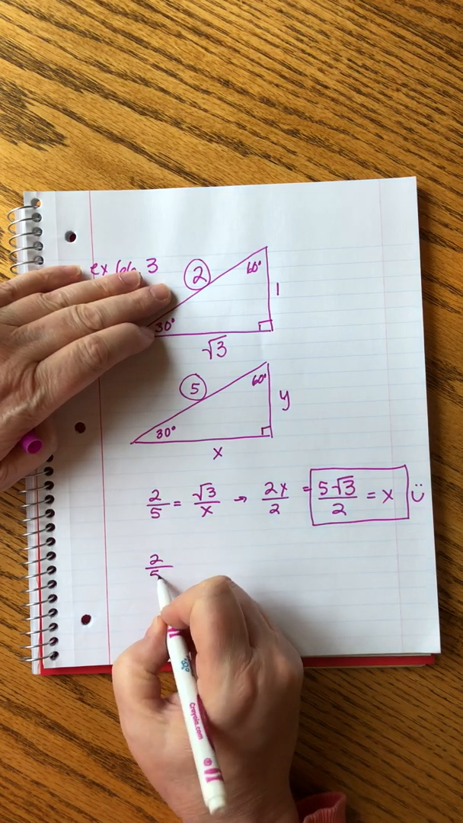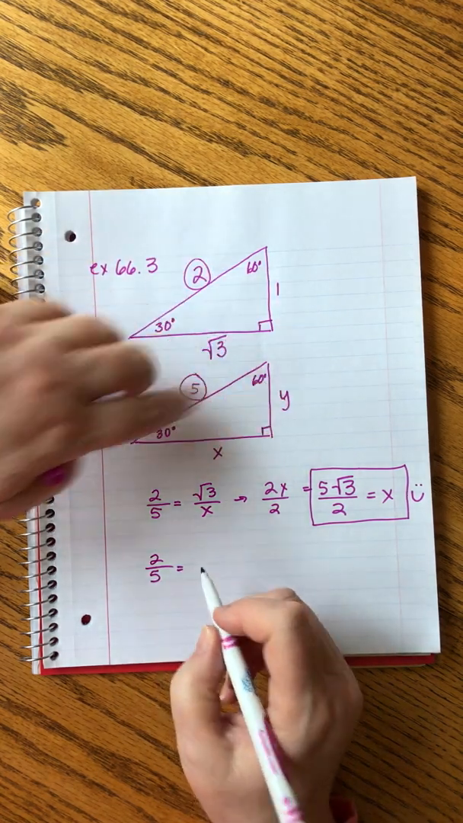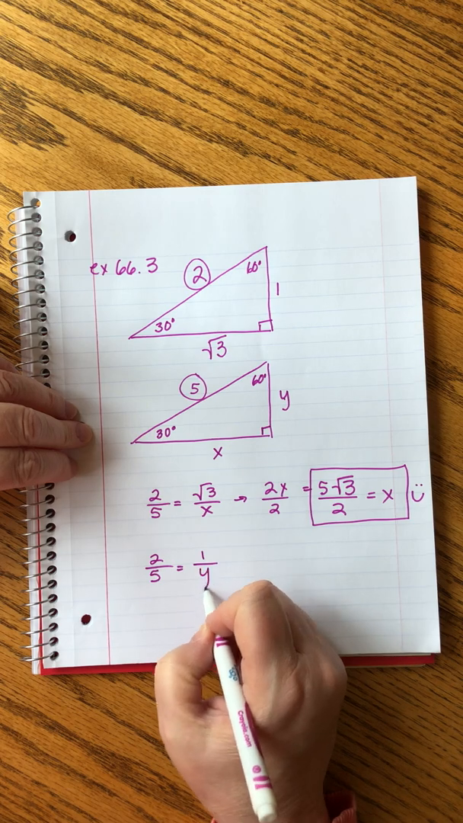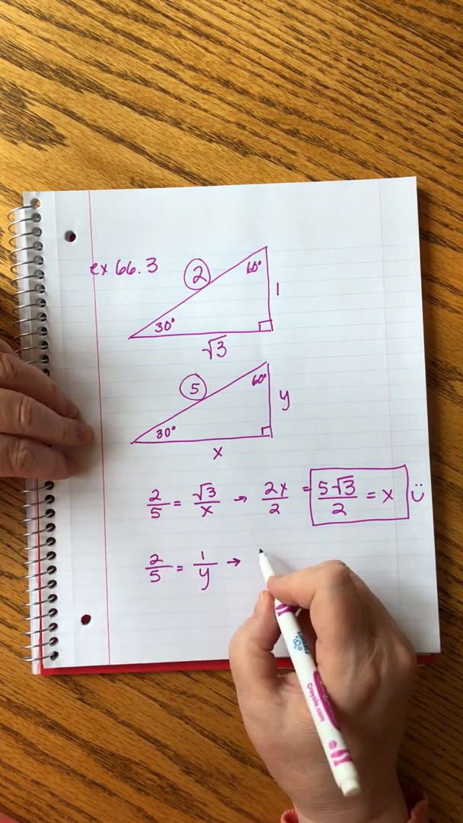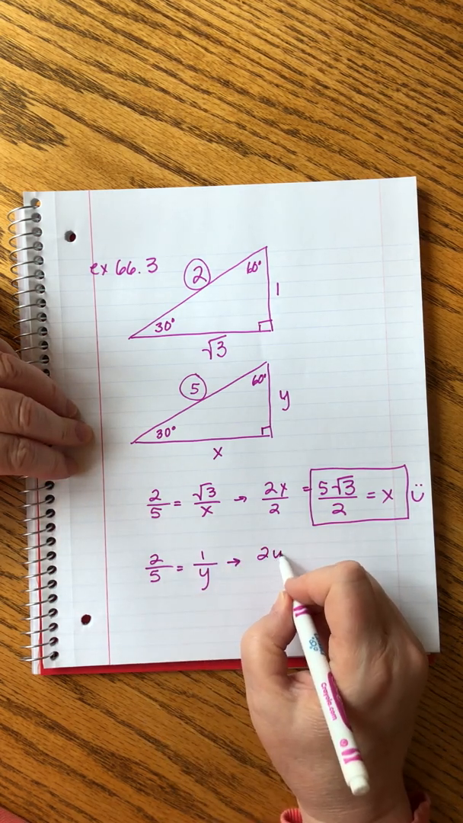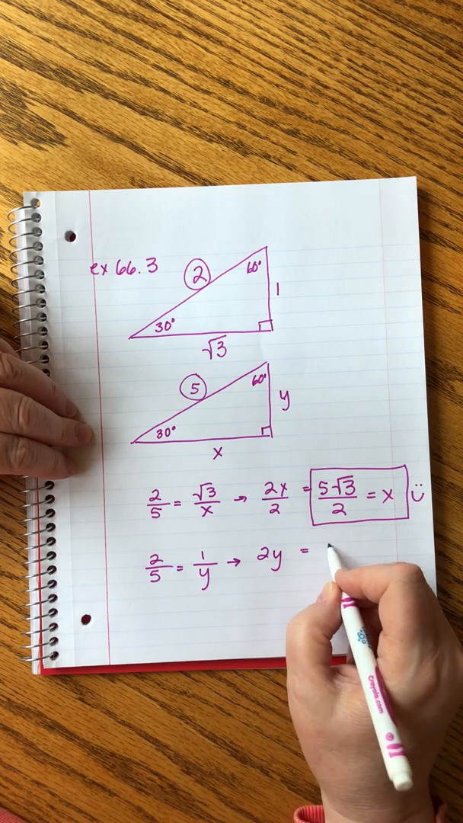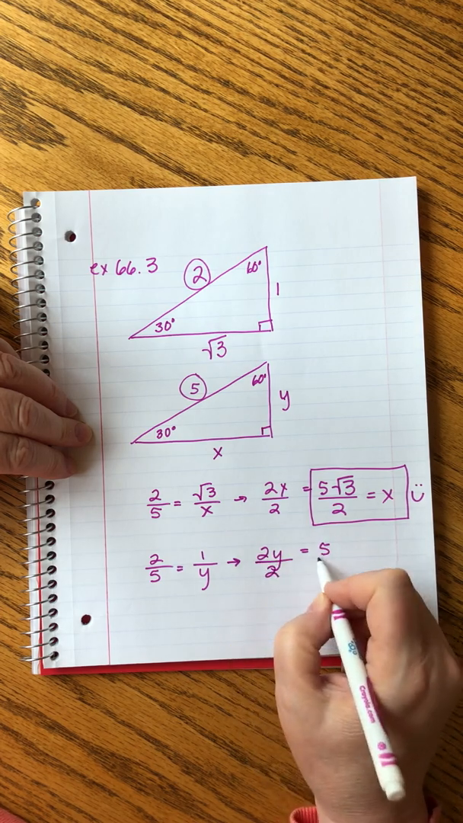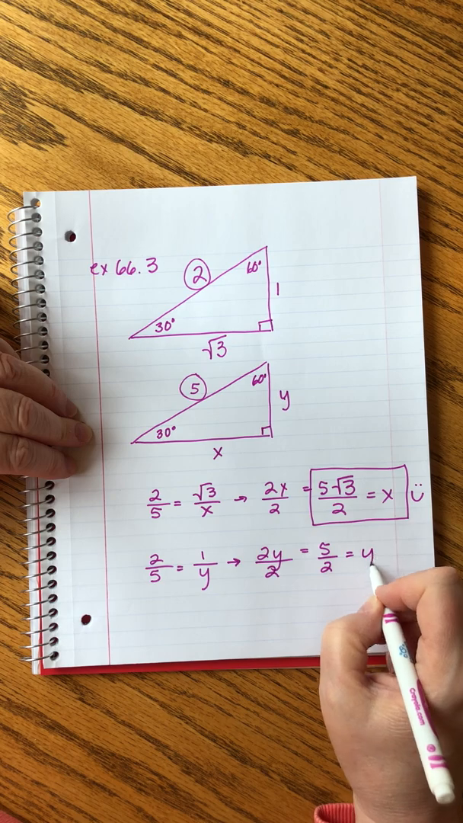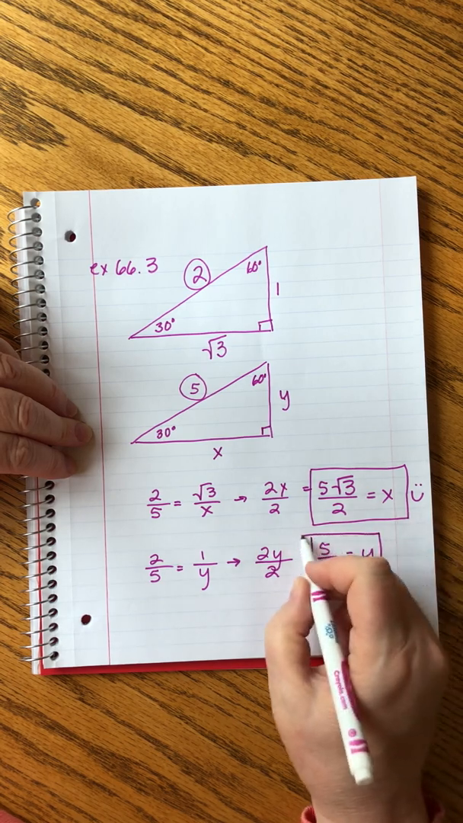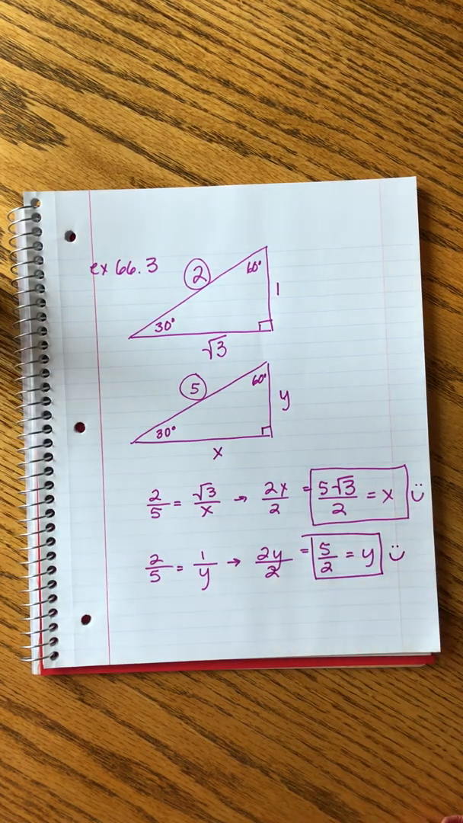for proportion. And then this time we'll use the short leg, equals 1 over y. And then we'll solve the same way. We'll cross multiply. 2y equals 5. And then just divide by 2. That's a little bit more satisfying. But we'll get used to it. That's a perfectly lovely answer.